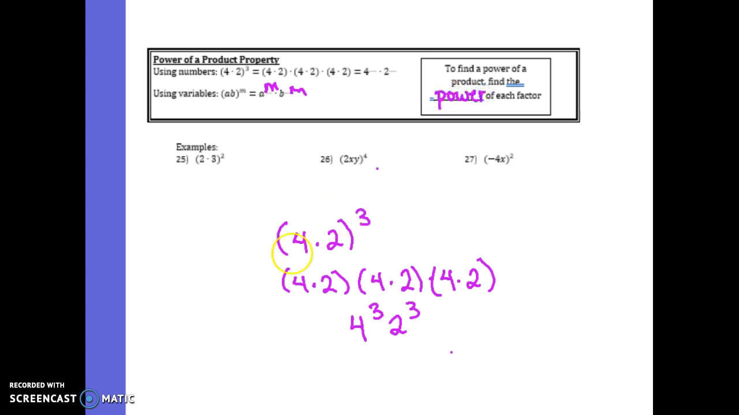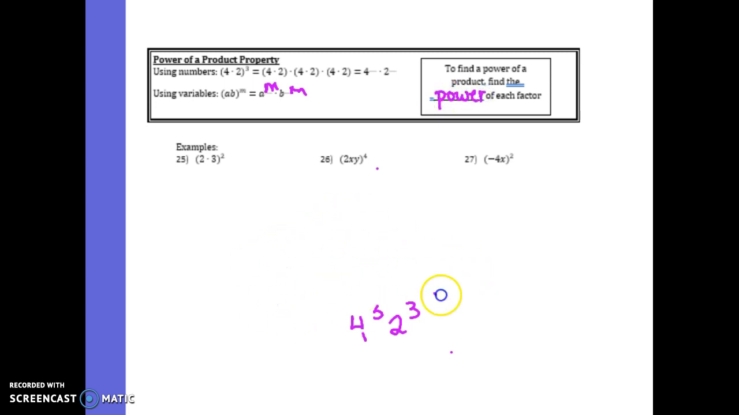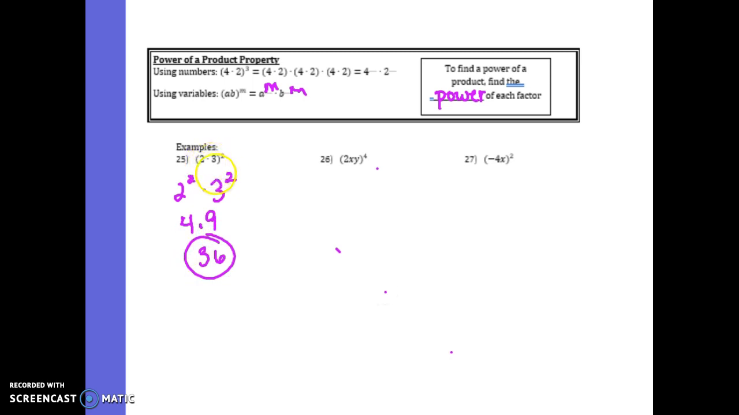All right, so an example of that would be number 25. Okay, if we did that, we would have 2 squared times 3 squared. Okay, this would be 4 times 9, which would be 36. All right, if you notice, it's also, if we did 2 times 3 is 6, 6 squared is also 36. Okay, but where we usually use this is when we have a mix of coefficients and variables.